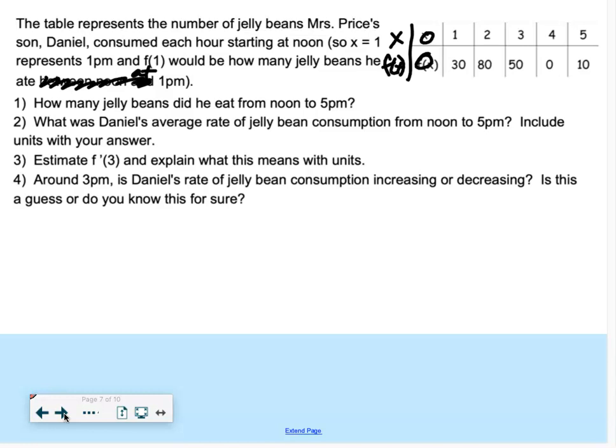Add them together. So everyone take a minute, find how many jelly beans he ate from noon to 5. No calculators. Oh, that was fast. You guys can add fast.